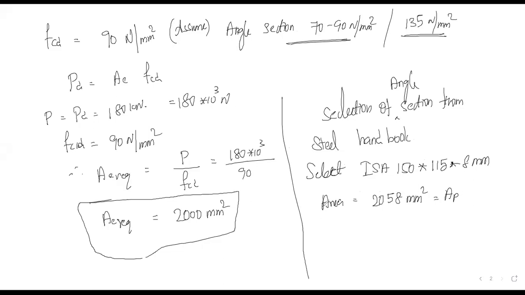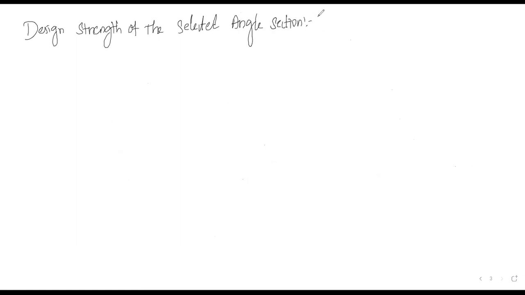Okay. Now let us move on to the conventional thing, such as design strength of the selected member. Okay. So we should move on to the next page. So design strength of the selected angle section. Okay. So PD is equal to AE into FCD. Okay. So now, based on the sectional details, we have to arrive at this PD.